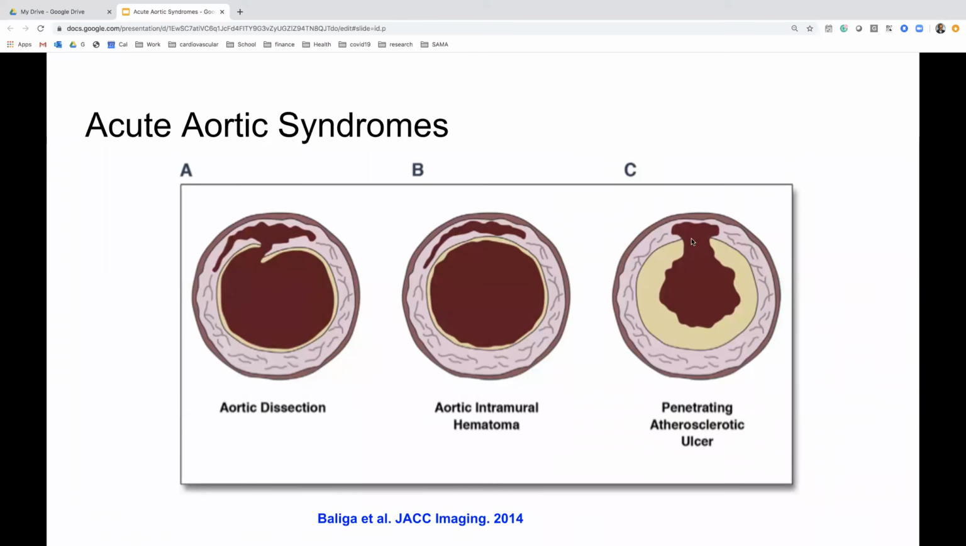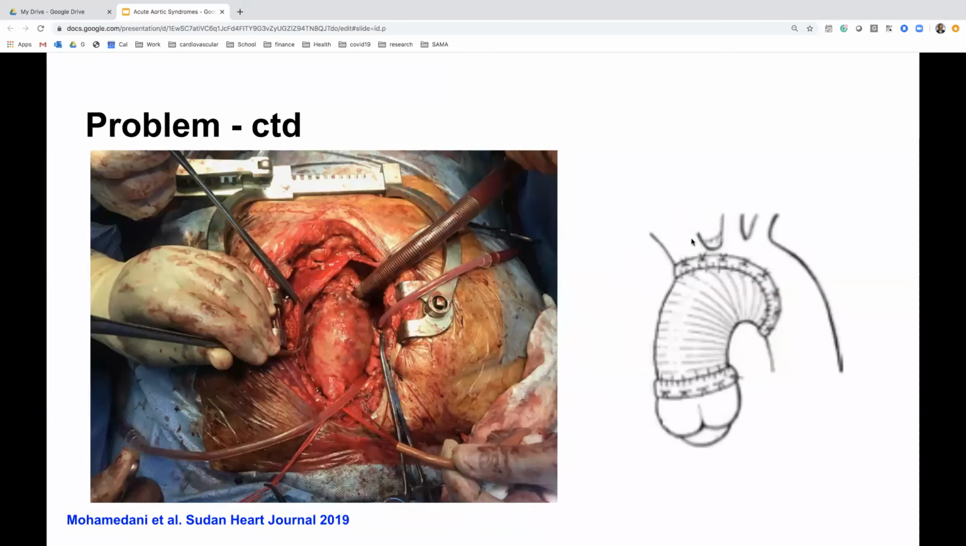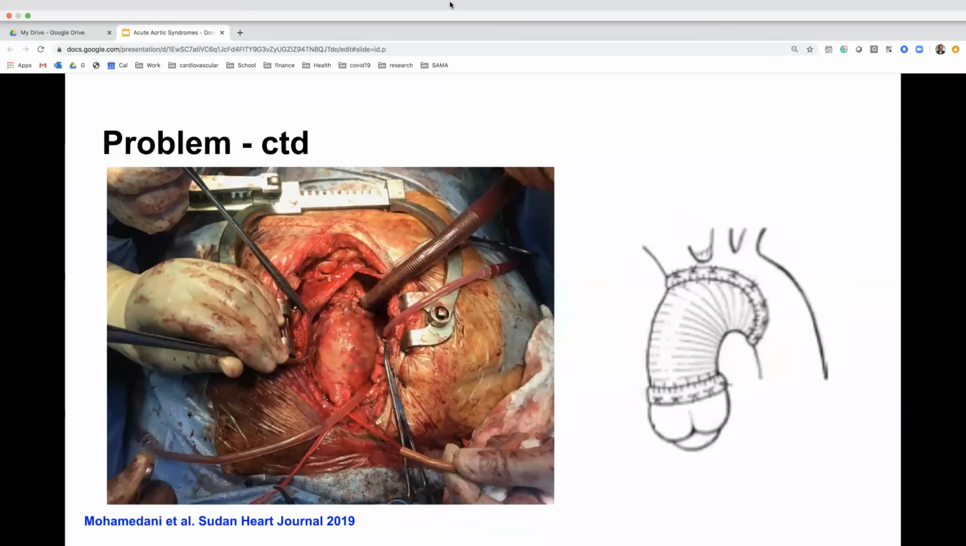Just to, so any questions about aortic dissection before we go forward to the rest of the presentation?